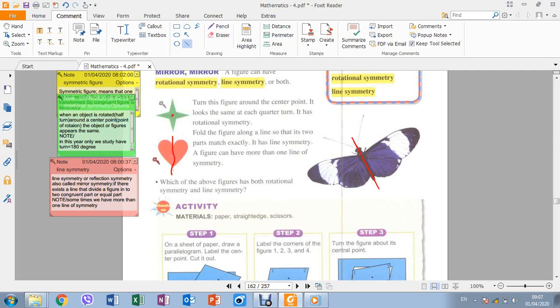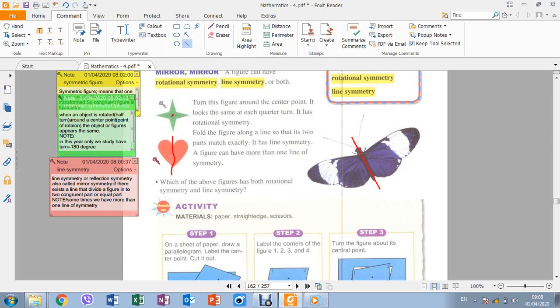Look, when we draw a line along the figure, this line divides this butterfly into two equal parts like a mirror. For example, if we have one side that's completed, you can test at home when you stand in front of a mirror, where one part shows you the other part directly. Now this is line symmetry.